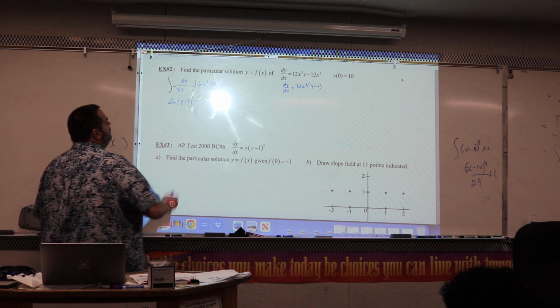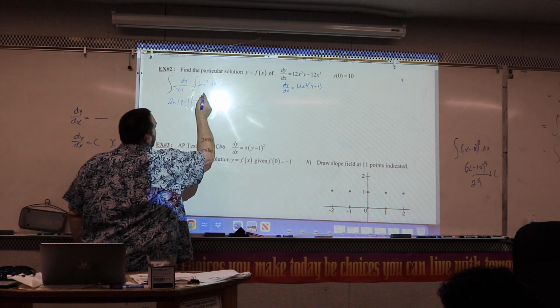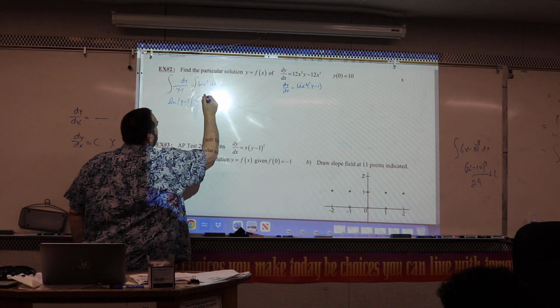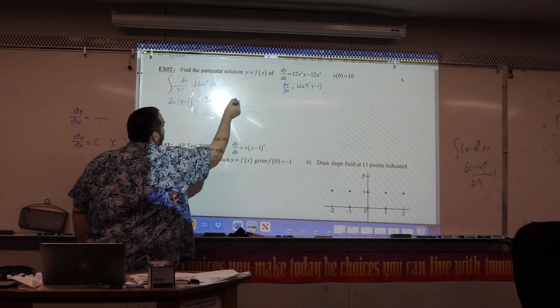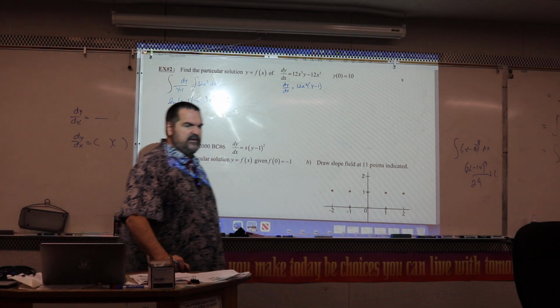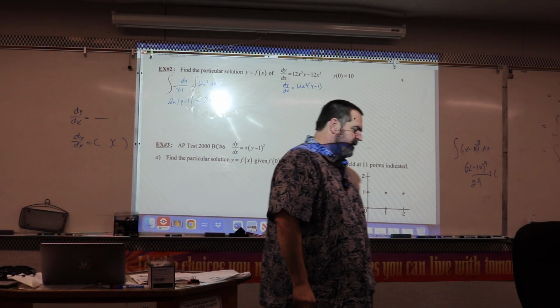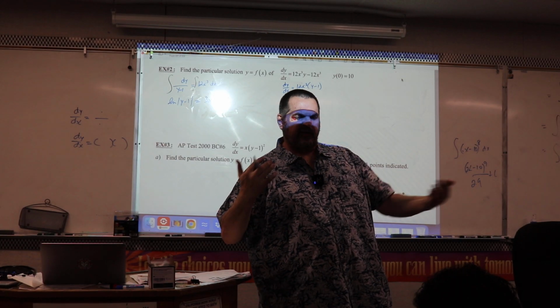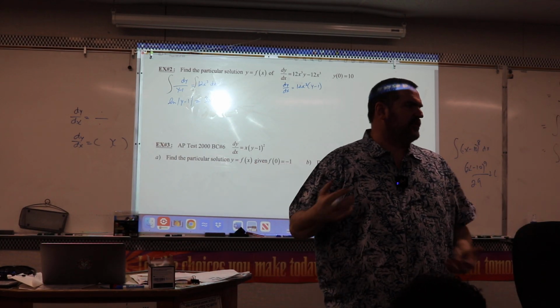All right, so ln, and then what's the integral of this one? 3x to the fourth, and then we put the plus c on this side. You could put it on either side, but we want to solve for y. As soon as you take an integral of both sides, you've earned 0.2 and 0.3.